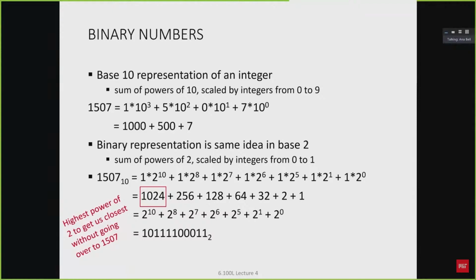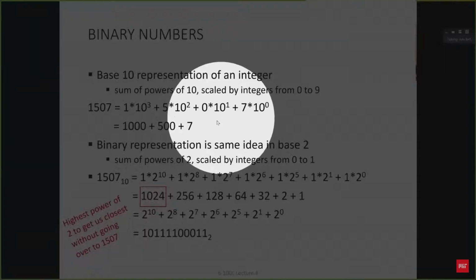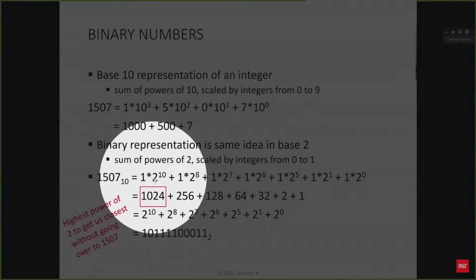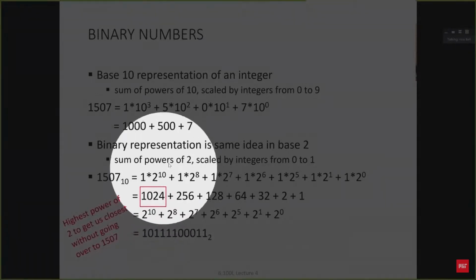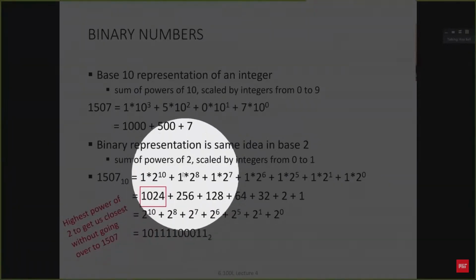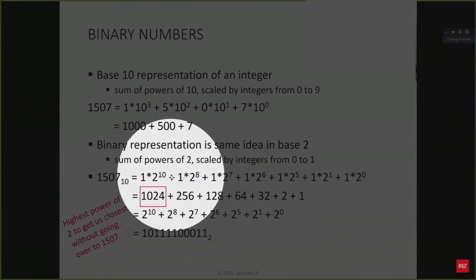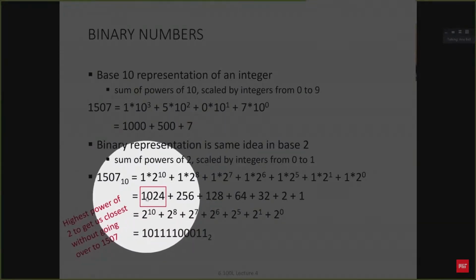And that's 2 to the 10, 1,024. Because 2 to the 11 is 2,000 something, and that's already too big. And then you ask yourself, what's the next biggest power of 2 I can add to this number, 1,024, that brings me close to but not over 1,507? That's going to be 256. Notice we skipped 2 to the 9 because adding 2 to the 9 takes us over 1,507. It's adding 512 to 1024.